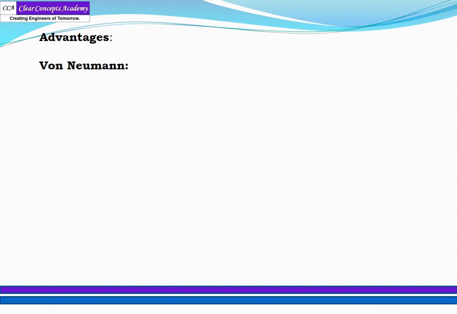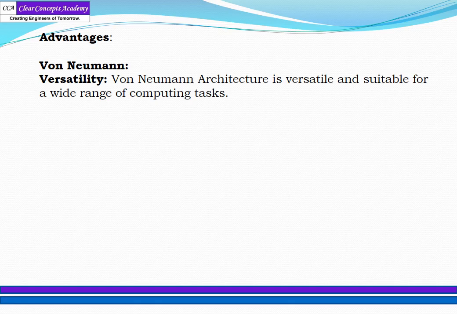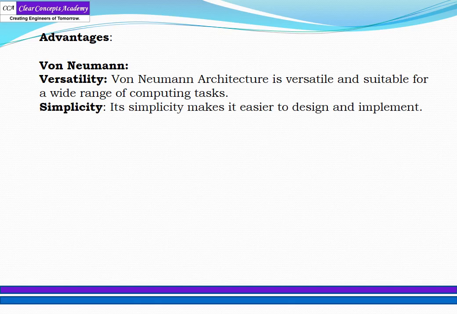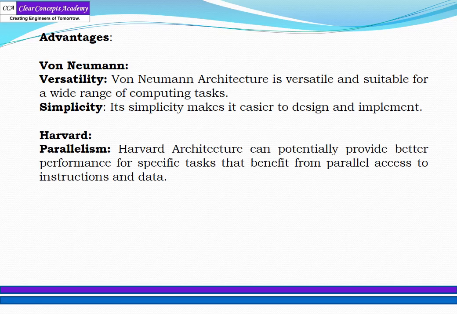Then next, what are the advantages? In case of Von Neumann architecture, versatility. The Von Neumann architecture is versatile and suitable for a wide range of computing tasks. And it is simplicity. Its simplicity makes it easier to design and implement. Whereas in case of hardware parallelism, the Harvard architecture can potentially provide better performance for a specific task that benefits from parallel access to instruction and data, making the processor faster.